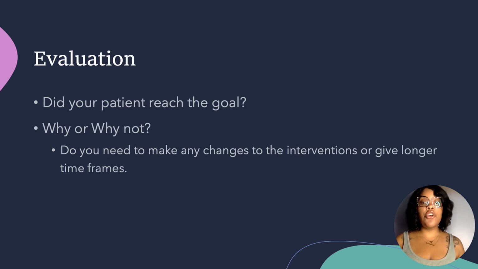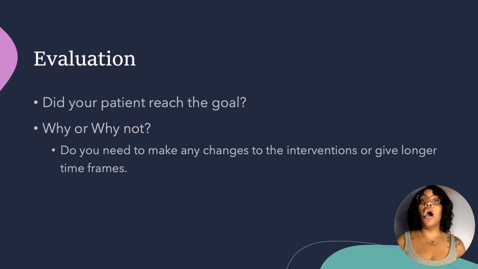All right, so our evaluation is our last step. So did your patient reach the goal, right? Why or why not? You want to tell, hey, did they reach their goal? Why or why not? Do you need to make any changes to the interventions, or should you give longer time frames? So sometimes patients are not going to meet all of our goals, right? That's why we want to make sure our goals are realistic, and we want to make sure our time frames are realistic as well. Sometimes nothing is wrong with the actual intervention, just the time frame on the goal may need to be longer.